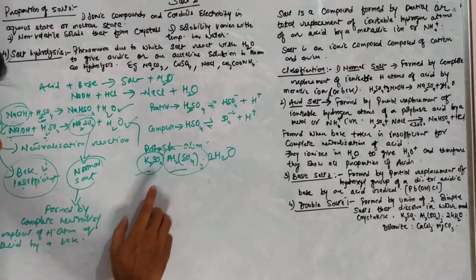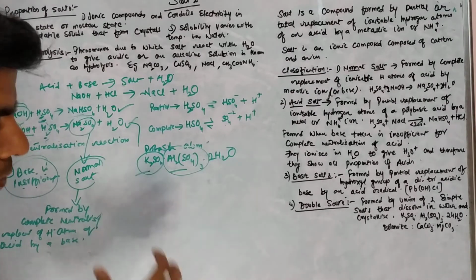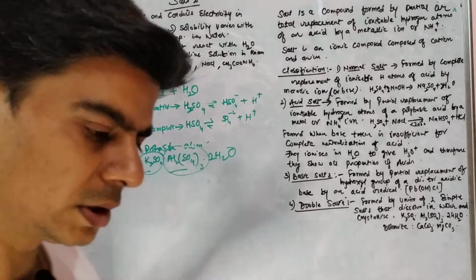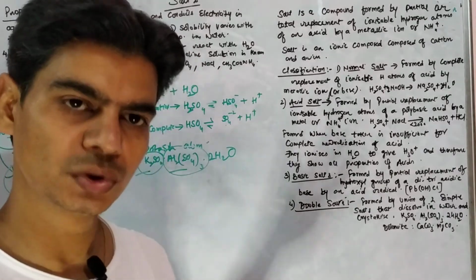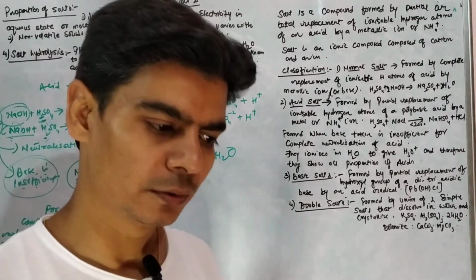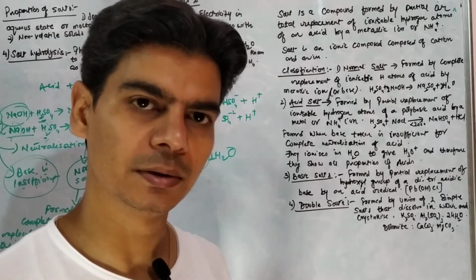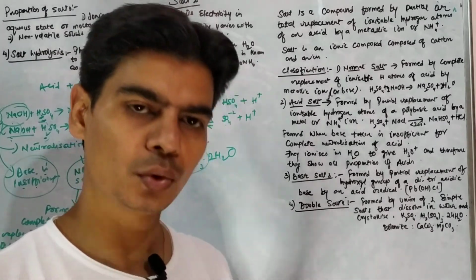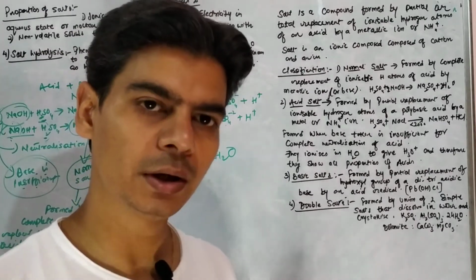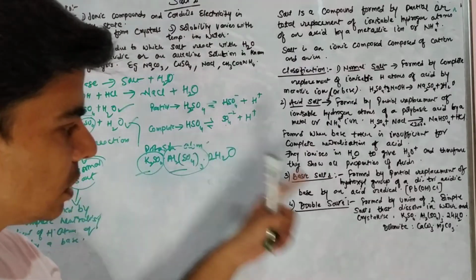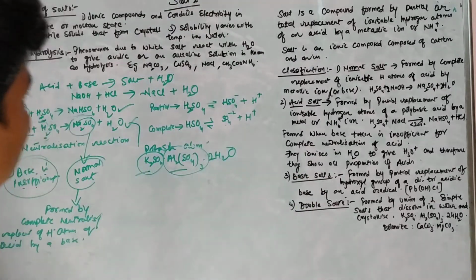So I'll just repeat quickly. To form a double salt, we take saturated solutions of two simple salts and mix them, right? And then we heat the mixture and then allow it to cool, right? When you cool it, it will form crystals of this double salt, right?